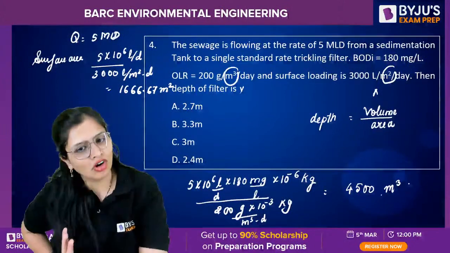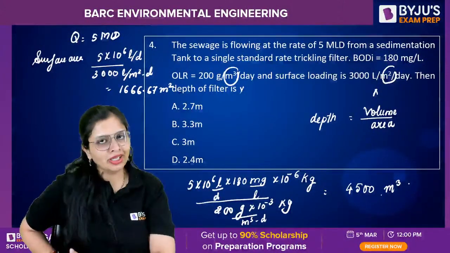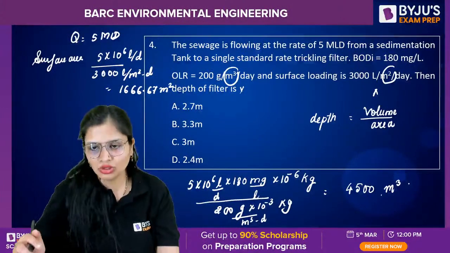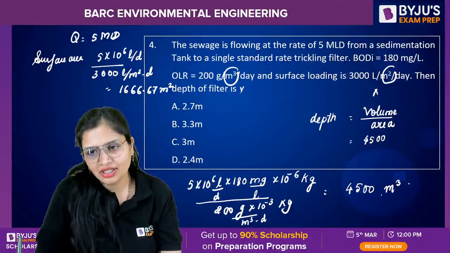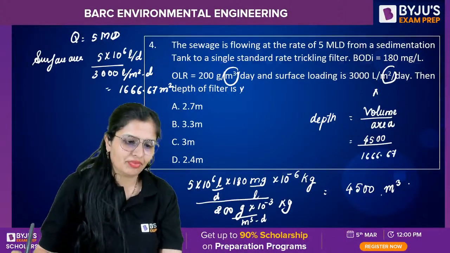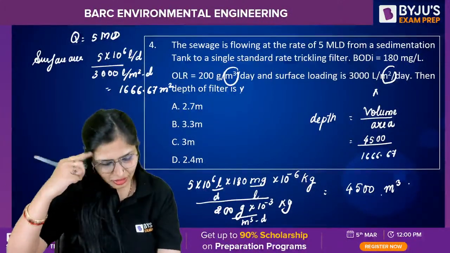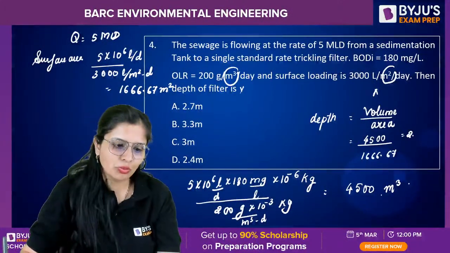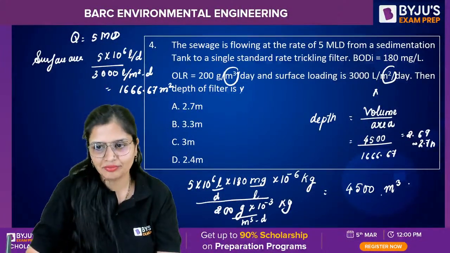So you got the volume, you got the surface area, now divide. You'll be allotted a virtual calculator, guys, so don't worry regarding that. So volume is 4500 divided by 1666.67. How much is it coming? 2 point... very good. So this is 2.69, approximately 2.7 meters. Correct.